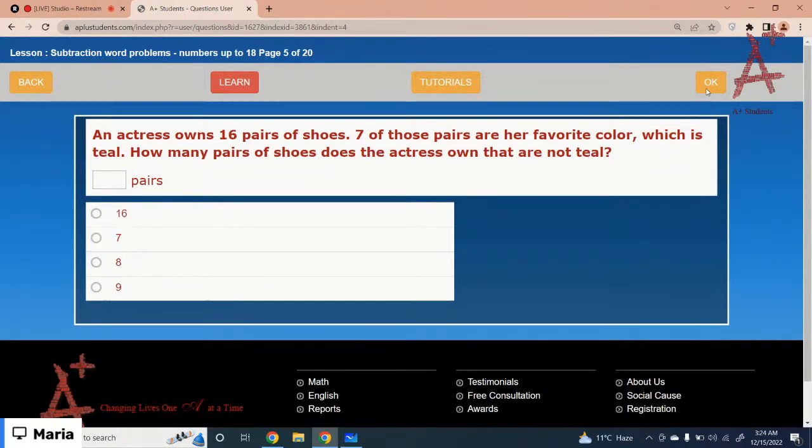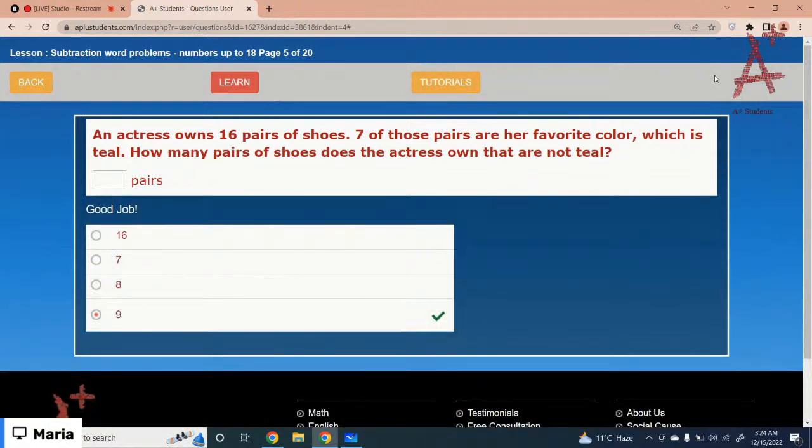Sixteen take away 7 equals 9. Got it? You have to borrow 1 from the next digit to make it 16, and 16 take away 7 is 9. So just select the correct option and click on the OK button.